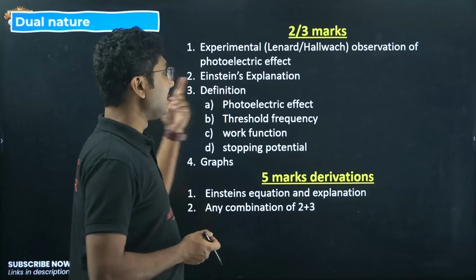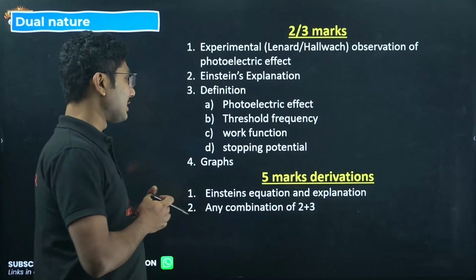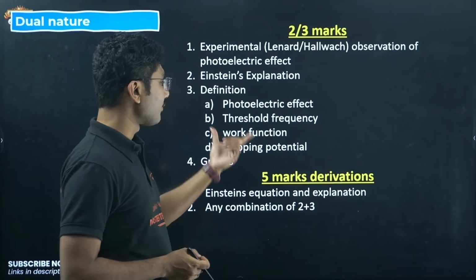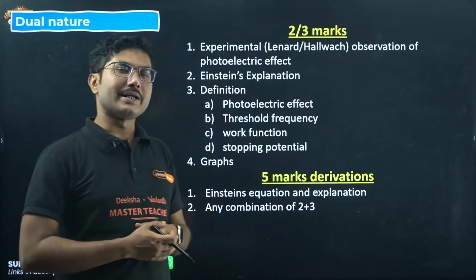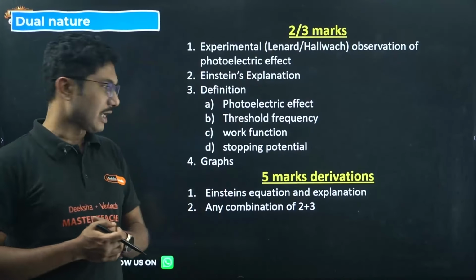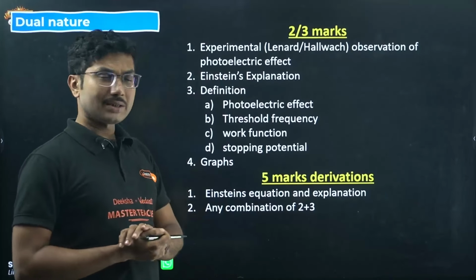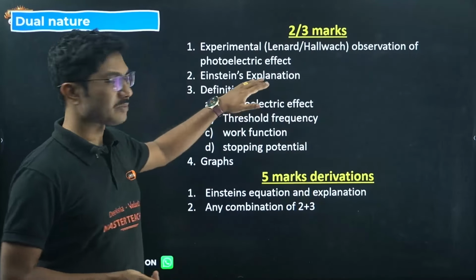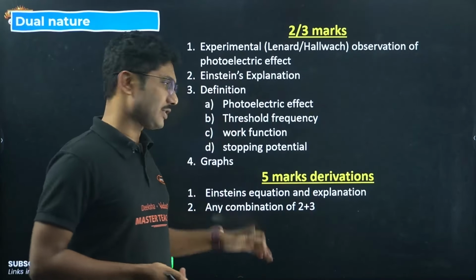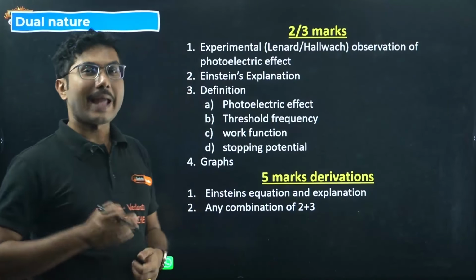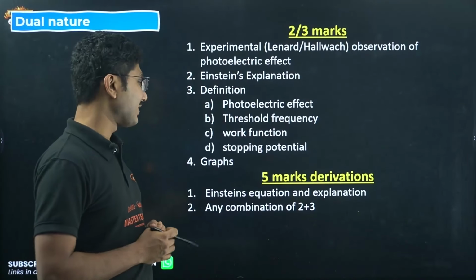Now in terms of definition and some graphs, you have to study photoelectric effect, threshold frequency, work function, stopping potential and their respective graphs as well. So everything is important, definition as well as graphs. 5 marks question, Einstein's equation and explanation. So basically Einstein's explanation can come as a 3-marker question, but Einstein's equation along with the explanation can be asked as a 5-marker question as well.